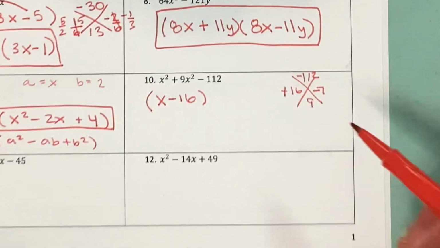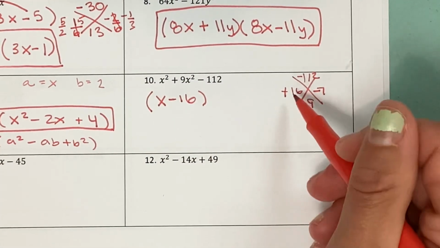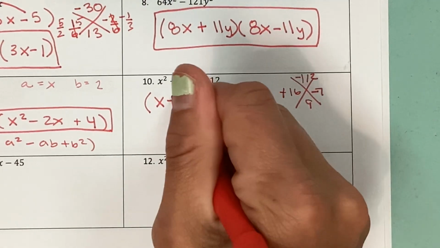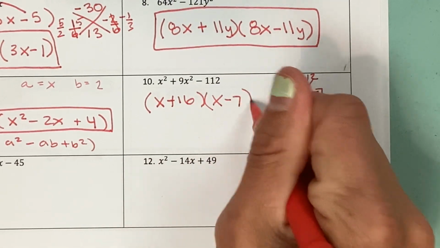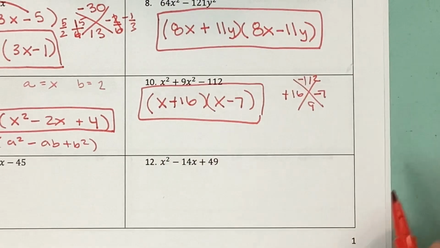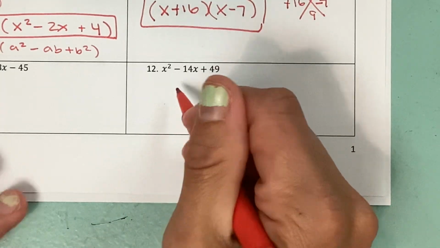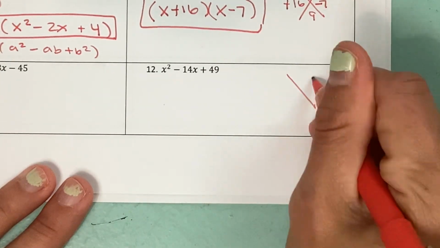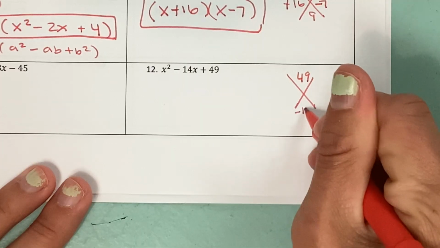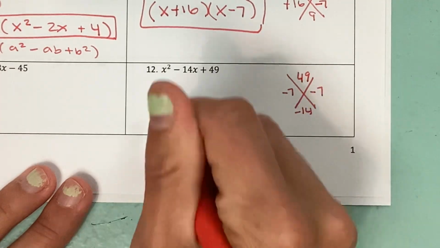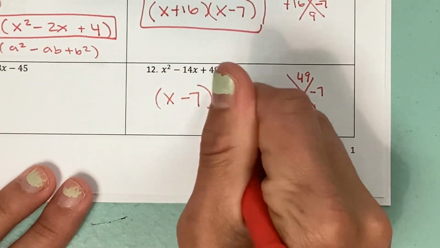All right, so we multiply to get negative 112. We're going to add up to get 9, so that's 16 and negative 7. So x plus 16, x minus 7. On number 12, two numbers that multiply to give you 49, but add to give you negative 14 are negative 7 and negative 7. So x minus 7 squared.